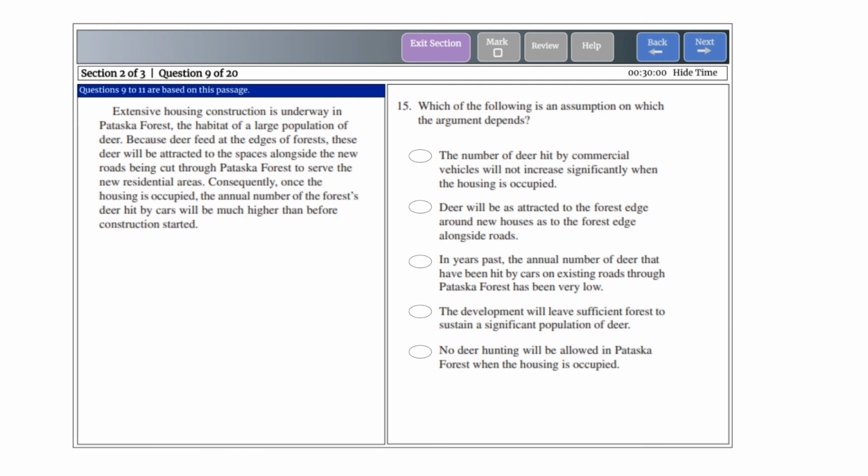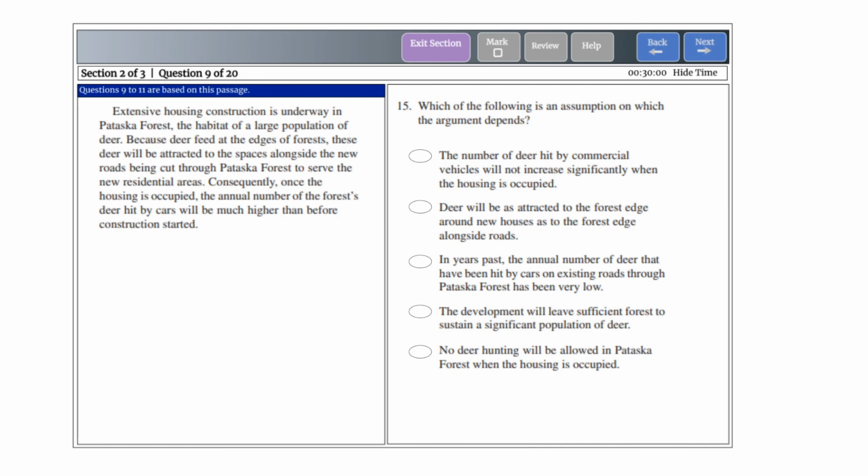So again, we want to think about this one like, this author has made a conclusion, but they've left something out that they needed to fully justify their conclusion. So which answer choice is going to give us that new information, that piece of information that the author left out that they should have included? So right away we can eliminate some unrelated information. Like A, we don't care about commercial vehicles. E, we don't care about hunting, right? Those things are just too far out in left field. They don't have any bearing on this.